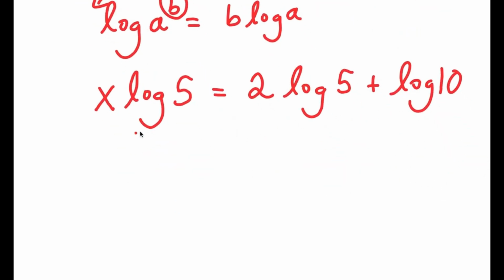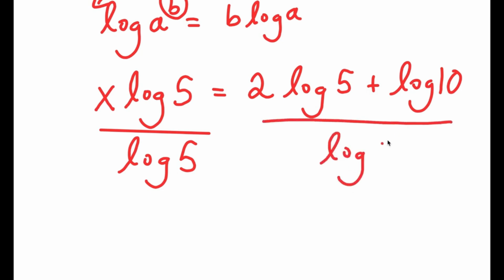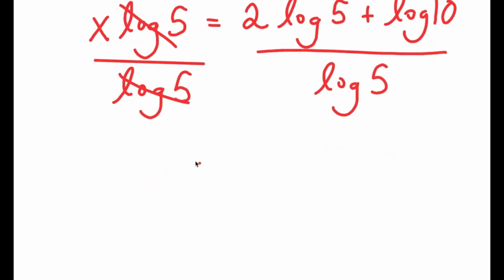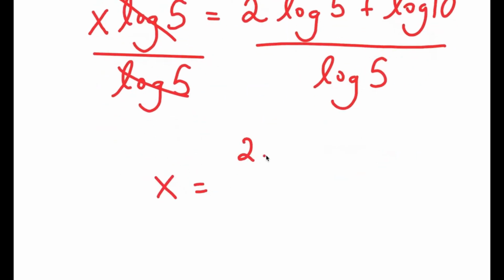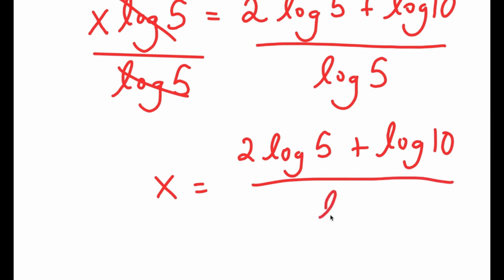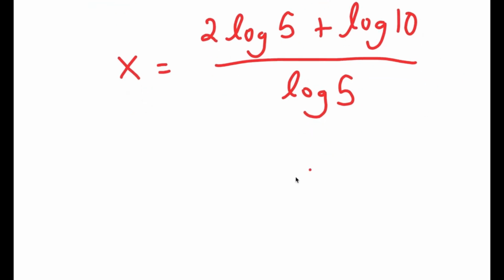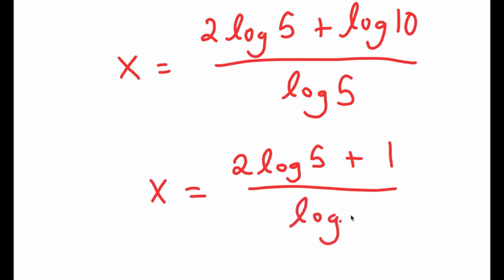Now I'm going to divide both sides by log 5. So then these two cancel out, and I get x is equal to 2 times log 5 plus log 10 over log 5. Now, if you guys already know, log 10 is equal to 1. So now I get x is equal to 2 times log 5 plus 1 over log 5.